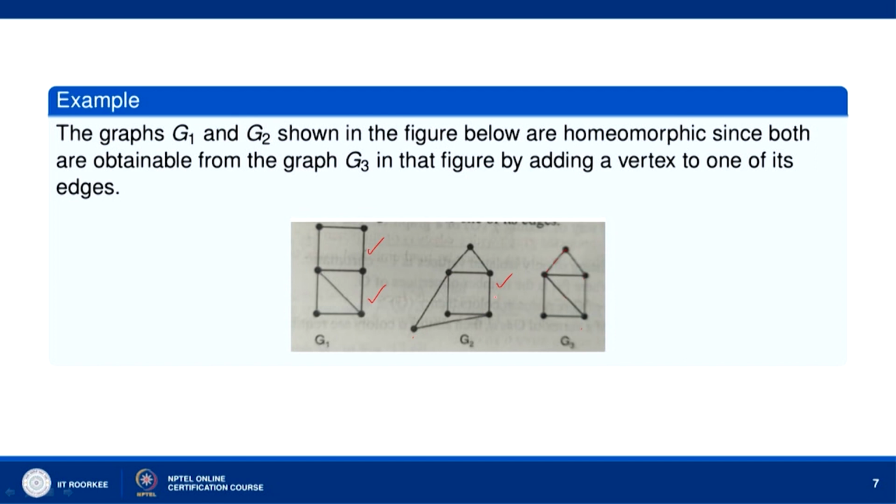So, this graph G2 can be obtained from G3 by adding a vertex on this edge, let us say AB, and the graph G1 can be obtained by adding a vertex on the edge AC or on the edge CD. So, the graphs G1 and G2 are homeomorphic.